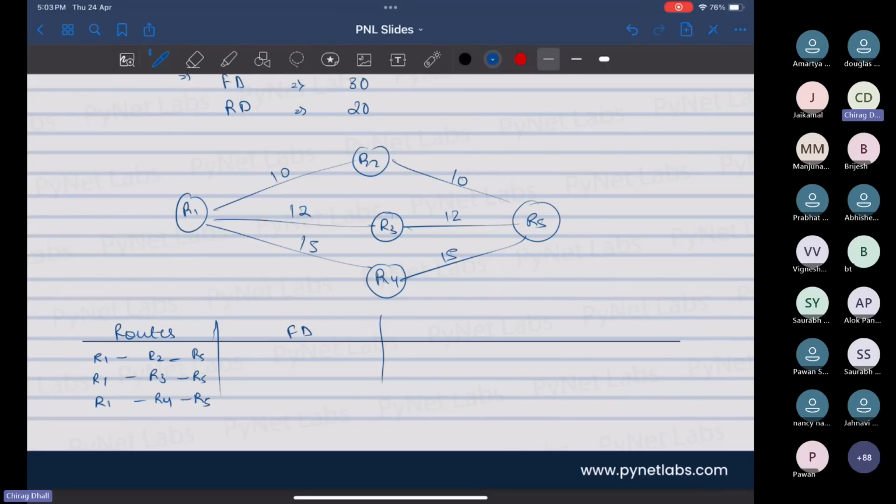What will be the feasible distance for the first route, guys? Total cost from source to destination. It's going to be 20, right? For the second one, 24. For the third one, 30. Correct? Similarly, let me know what will be the reported distances. 10, 12, 15.